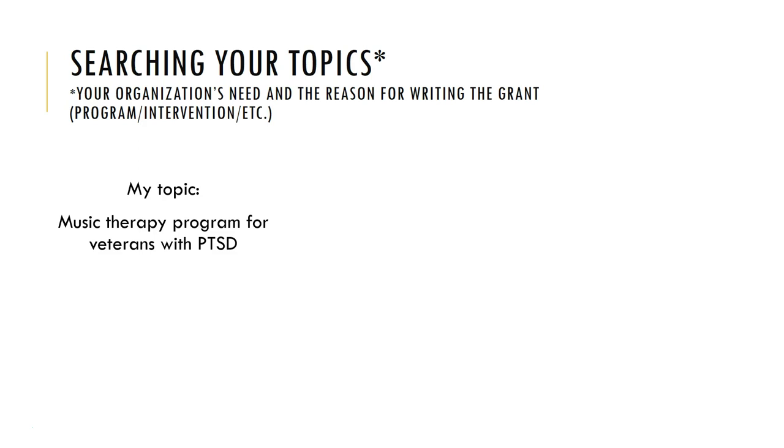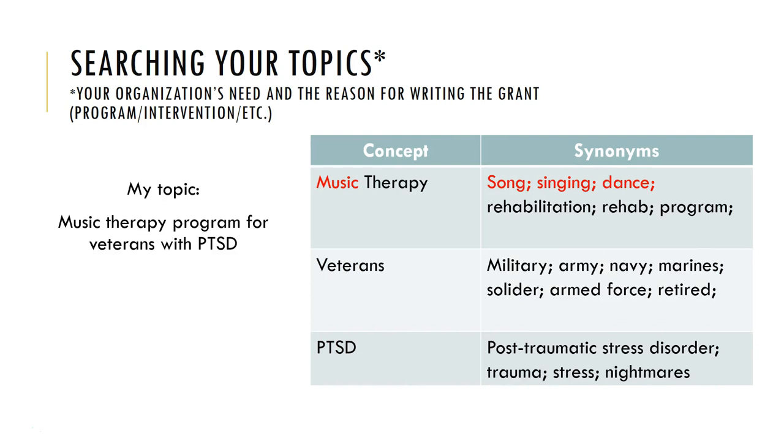In order to get the best results, and the quickest, I need to pick out the most important concepts of my topic and identify some synonyms. On the left of this table, I have 3 main concepts: music therapy, veterans, PTSD. On the right, I have a list of some synonyms that I've thought of. For music therapy, I have it split because for music, I could use song, singing, or dance. And I could even add a specific kind of music if I wanted to, like classical or hip hop, depending on what you're looking for.